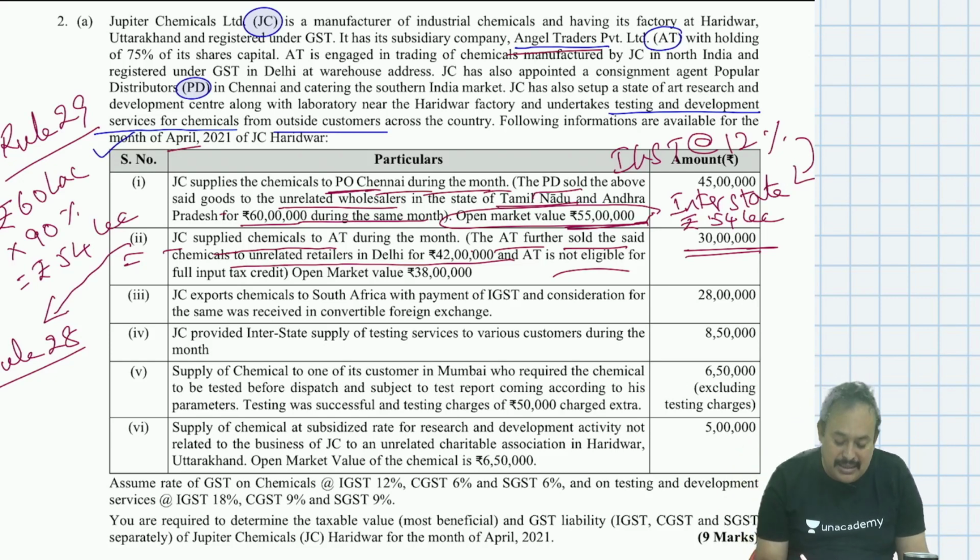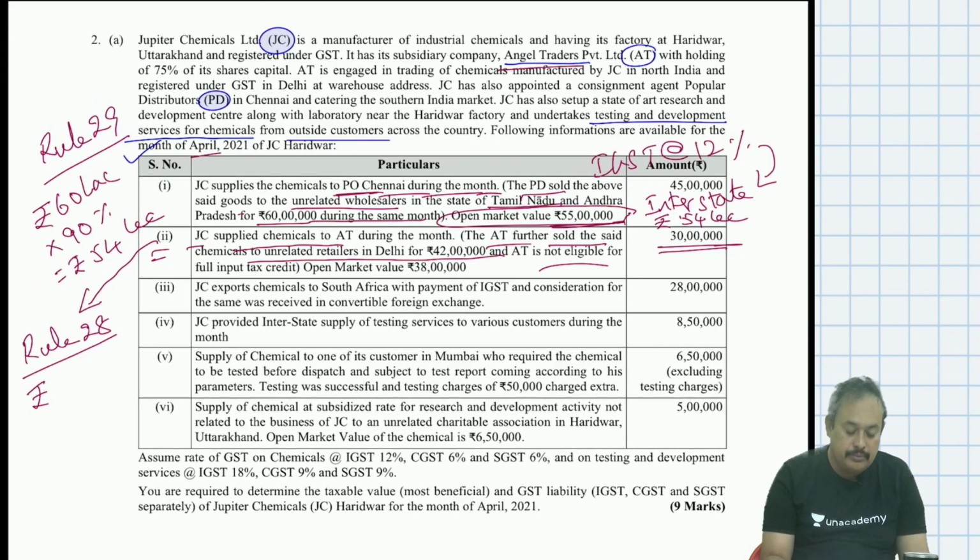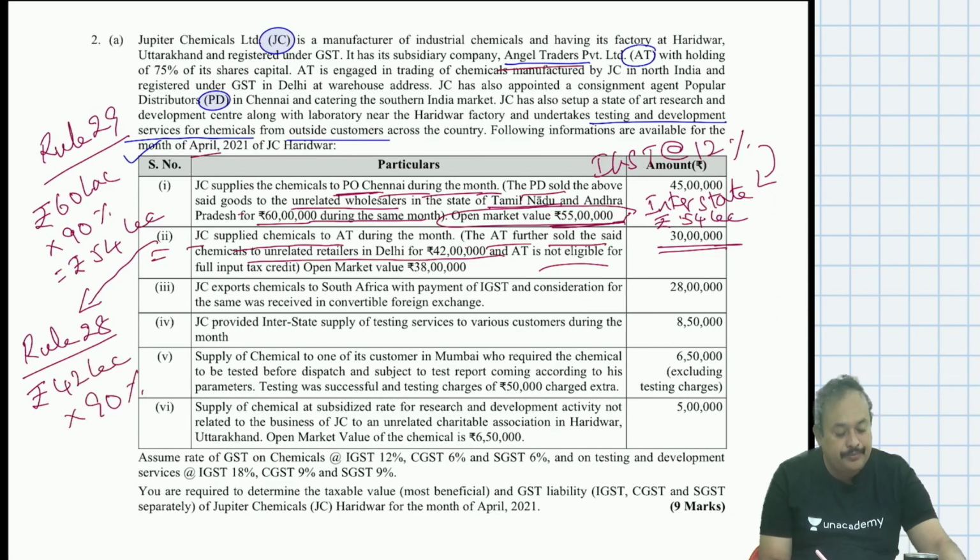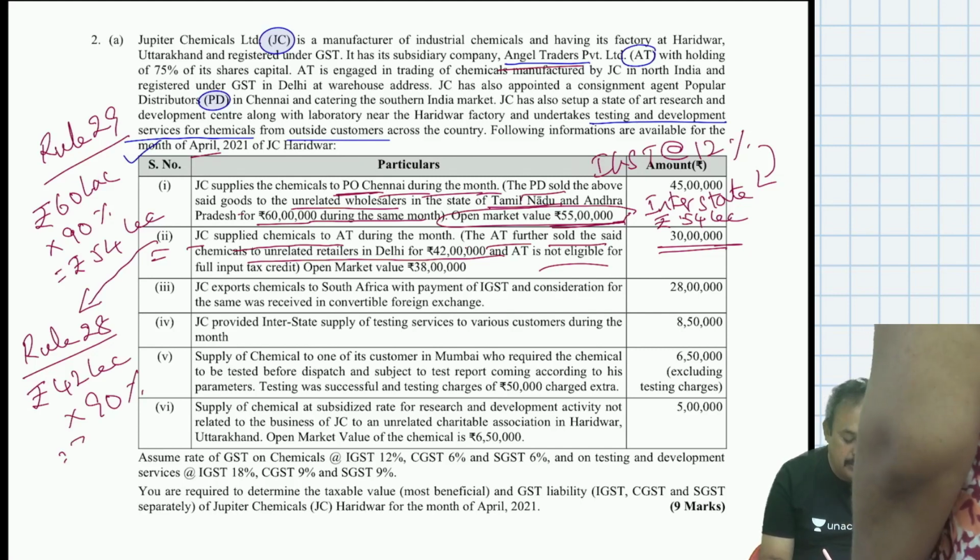At what price they sells to unrelated party? At 42 lakh. So 42 lakh here, 42 lakh multiplied by 90%, which is 37.8 lakh.